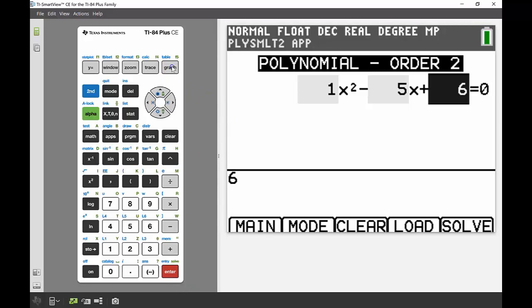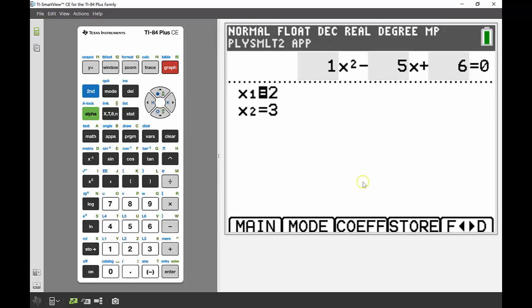And the next thing I'm going to do is solve that. So again, press graph to solve that equation. And there are my 2 solutions, 2 and 3.